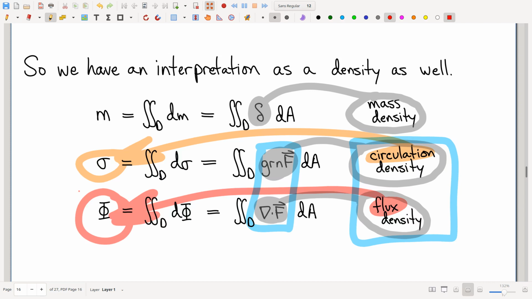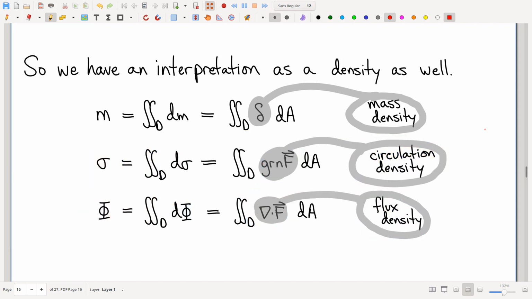Everybody happy? All right, so just so you know, these terms here are not equally common.